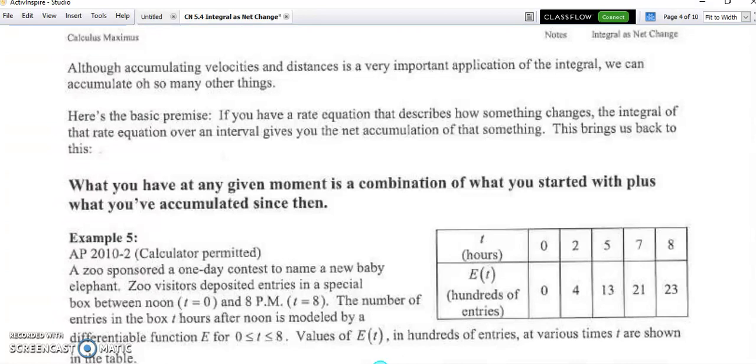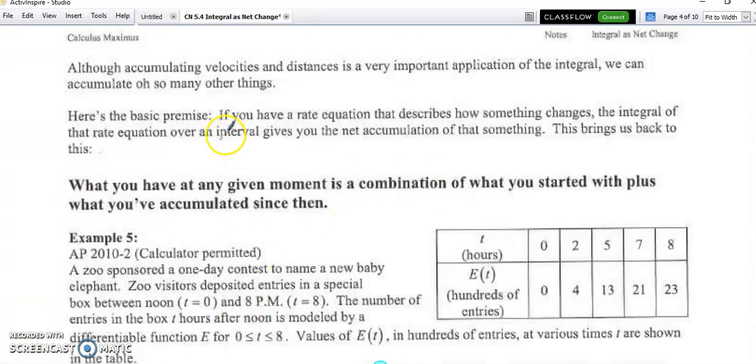But we can accumulate so many other things other than velocities and distances. So what we're going to look at is using a rate function to describe how a quantity of something changes, and then the integral will give you the net accumulation of whatever that quantity is. We'll keep reminding you that what you have at any given moment is a combination of how much you started with plus how much you've accumulated since then, your net change.